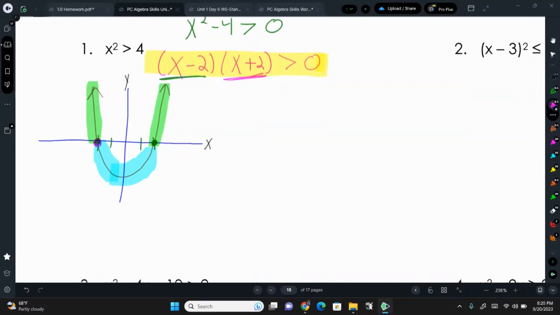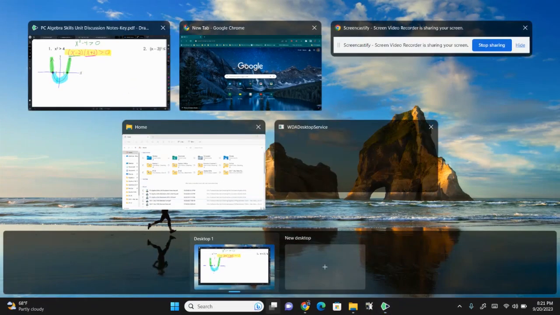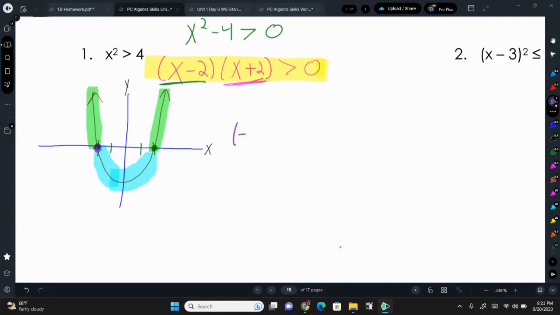So we go and look at our graph and say, well, when x is less than negative 2, I have my y values up here, and when x is greater than 2, my y values are up here above the x-axis. So we would say our solution is negative infinity comma negative 2, and so that union 2 comma infinity.